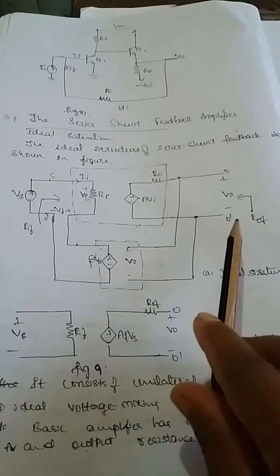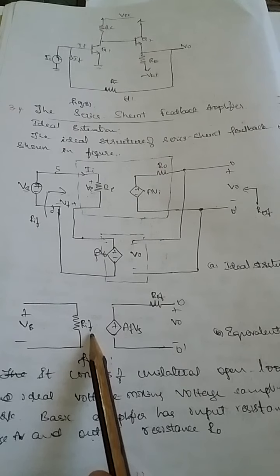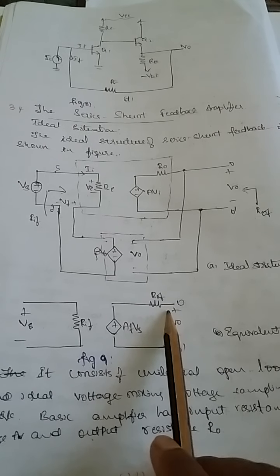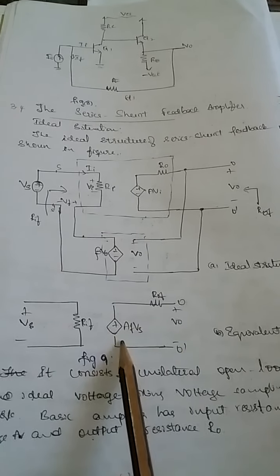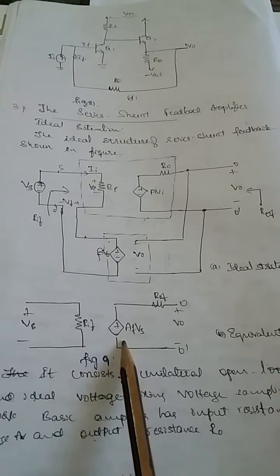The same feedback amplifier is represented by its equivalent circuit like this. RIF is the input resistance of the feedback amplifier, ROF is the output resistance of the feedback amplifier, AF is the gain of the feedback amplifier. Next we have to derive the expression for AF, RIF and ROF. AF is equal to V0 by Vs. We already derived the general expression: A divided by 1 plus A beta.